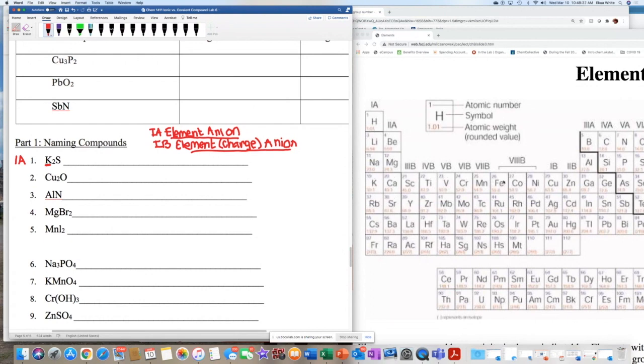Copper is my first element here. I'm looking for C. Ooh, copper right here. So copper is to the left of the zigzag line, right? Copper is ionic B. So right here, ionic B.